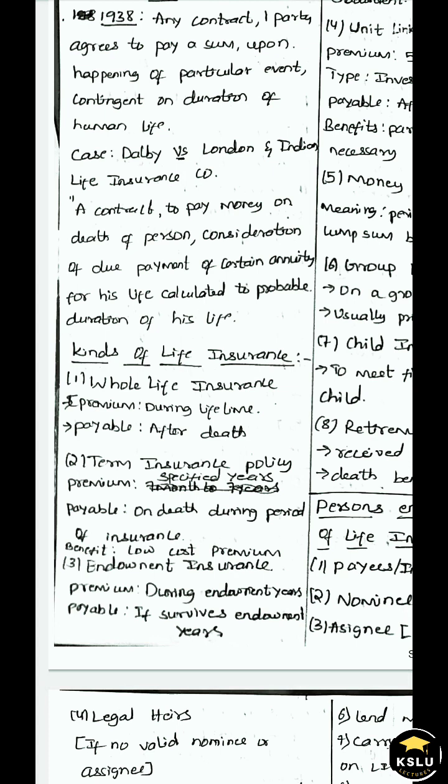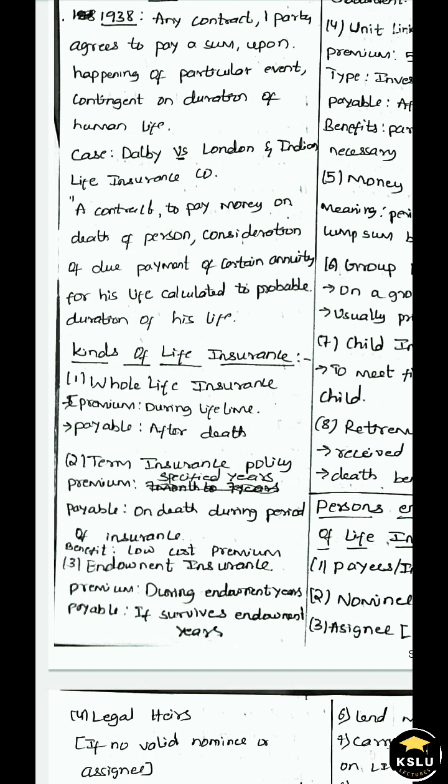The next is term insurance policy. Unlike whole life insurance policy, in term insurance policy, the premium is paid only for specified years. There is a period that is set for the insurance policy. It can be for 10 years, 20 years, 30 years. The insured doesn't pay premium for his entire lifetime. He pays only for a specified number of years. And he will get the claim only if he dies within this specified period of insurance policy.